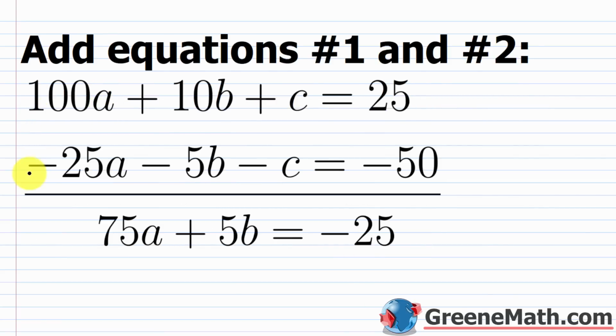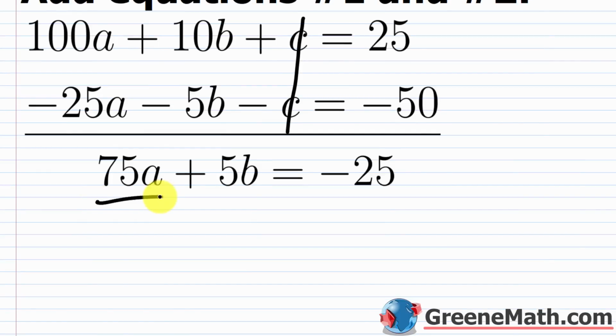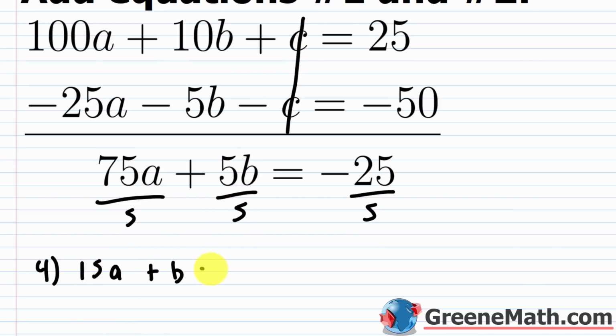So 100a minus 25a is 75a. 10b minus 5b is 5b. You have your plus c and then minus c, so that's going to cancel. On the right side of the equal sign, you have 25 minus 50, that's -25. Again, I would work with smaller numbers here, so just divide everything by 5, just to make things a little bit easier. So 75 divided by 5, that's going to be 15. So let's say this is our equation 4, this is 15a, and then plus 5 over 5 is 1, so this is b, and this equals -25 over 5, that's -5. So that's going to be our equation 4.